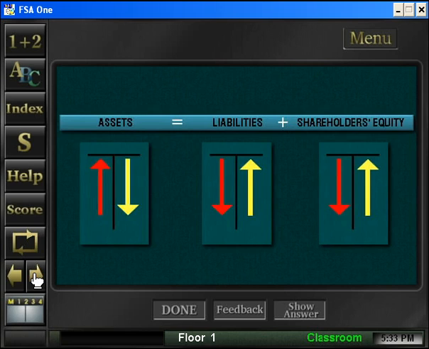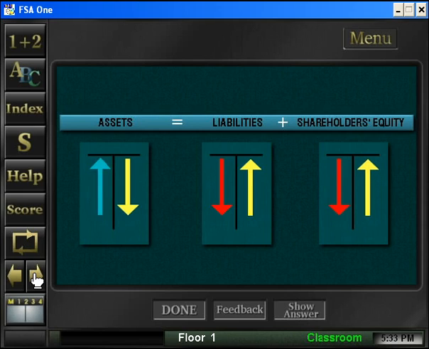Accountants often use a tool called a T account. Accountants record the increases in assets on the left side of the T account and decreases on the right. Liabilities and shareholders' equity increases on the right side and decreases on the left. It may seem complicated to record increases in assets differently than liabilities and shareholders' equity, but there is an internal check and balance built into this system.